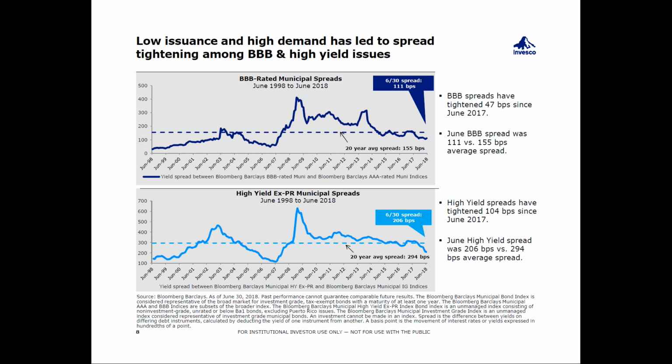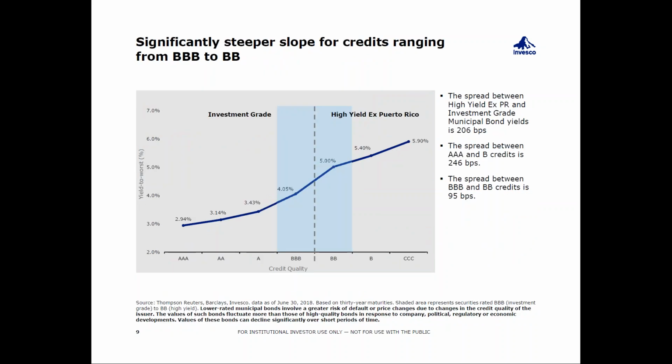And the low issuance and this high demand has really resulted in continued tightening of spreads. And here we're looking at BBB and high yield rated issues, where we're seeing both spreads well inside of their 20-year average. So municipals right now definitely are a bit tight, but the interesting thing is that when we look at the curve for munis, there's still a pretty steep slope. So we do believe that there is some value to be had in the municipal space.